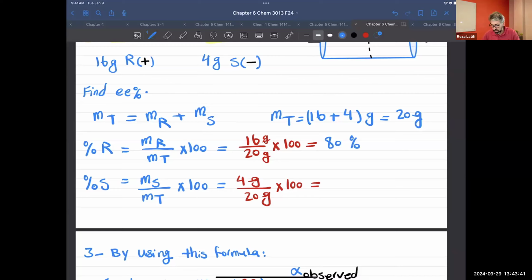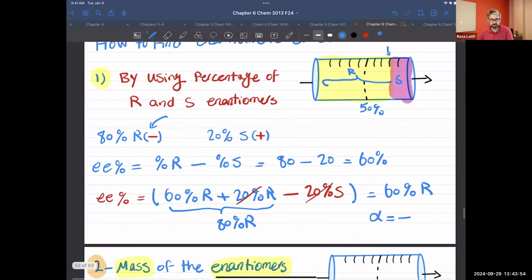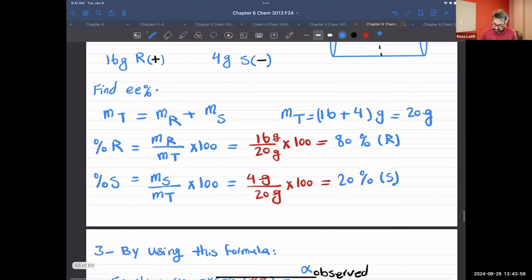And that's going to be the R. And the second one, it will be 20%. And that one, it will be S. Okay, so now I got the percentage. Now that I got the percentage, I can use the same logic that I used for the first sample.